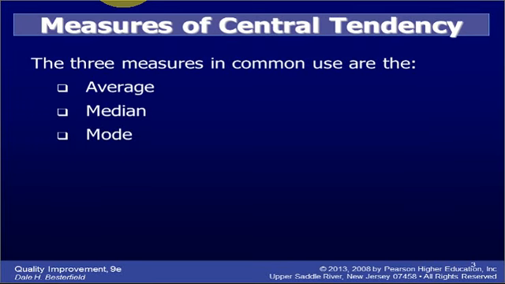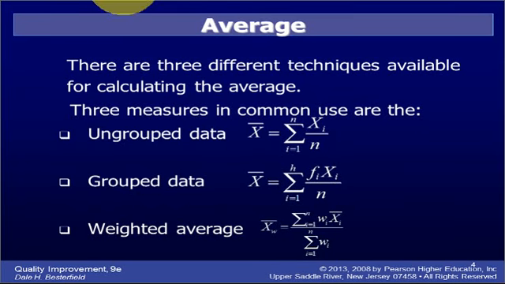Here are the three measures of central tendency: average, median, and mode. We discussed the average in the last class. So here are three measures for different types of data. They're essentially computing the same thing. It just depends on the different form that the data is presented to us.